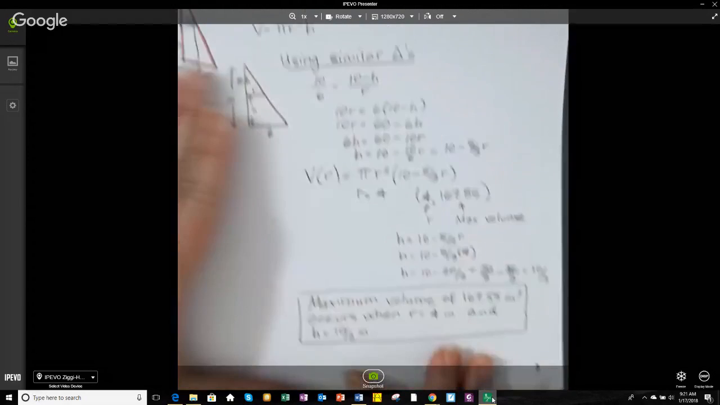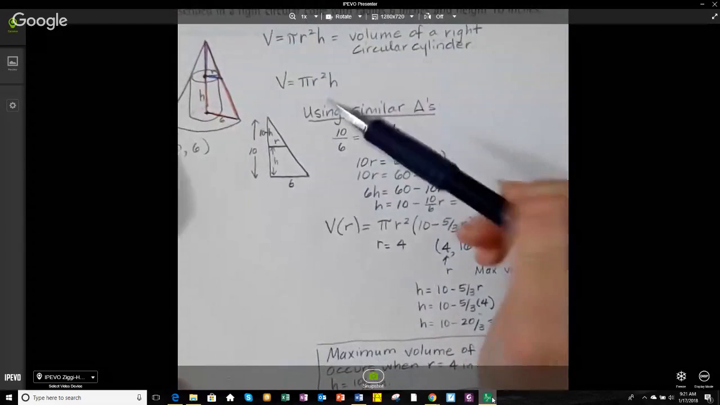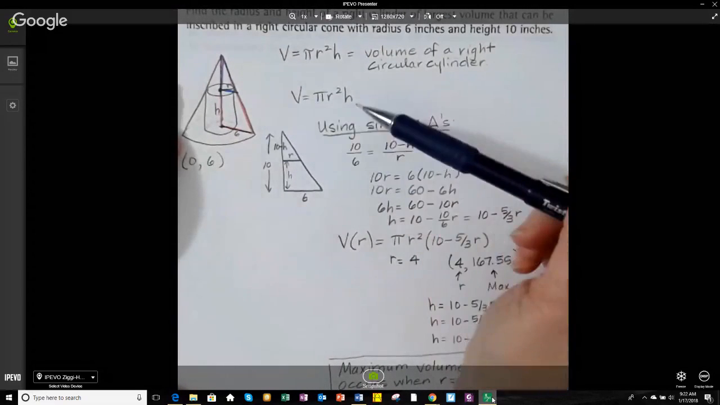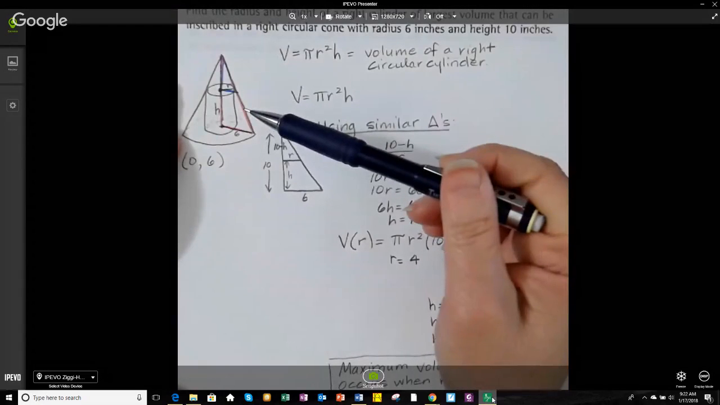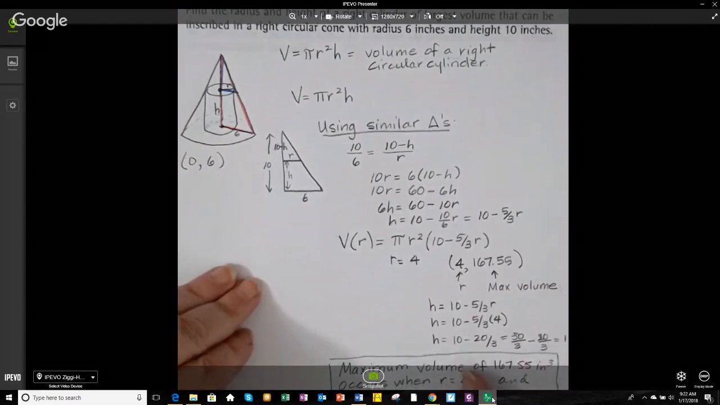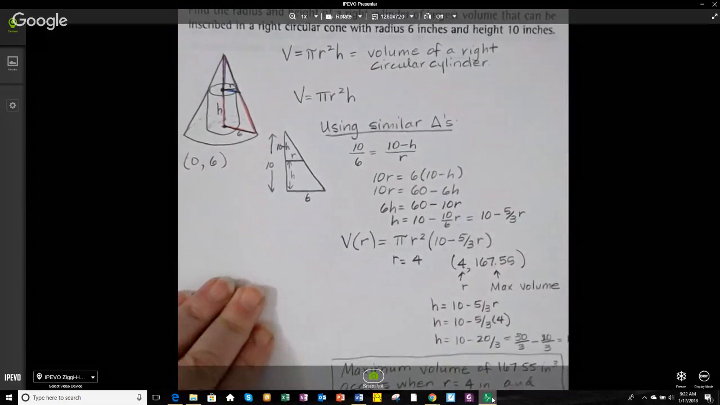All right, so sometimes you have to be creative and figure out another relationship between your two variables in order to solve the problem. And similar triangles is a very common technique to use. So that's why I like to do this example. All right, moving right along.